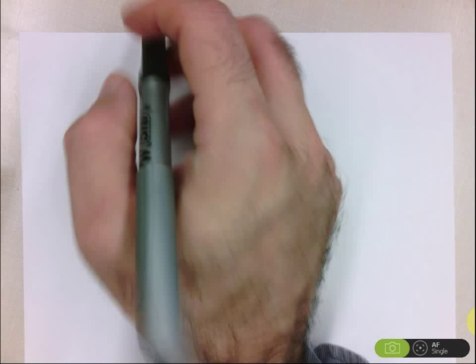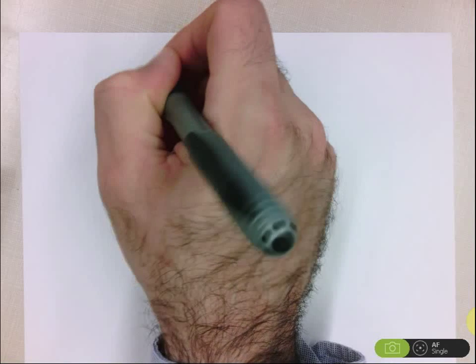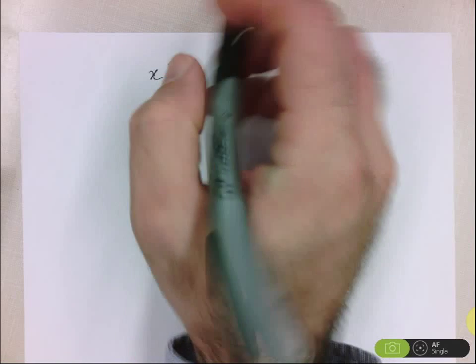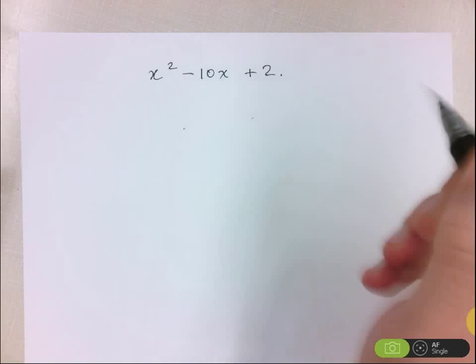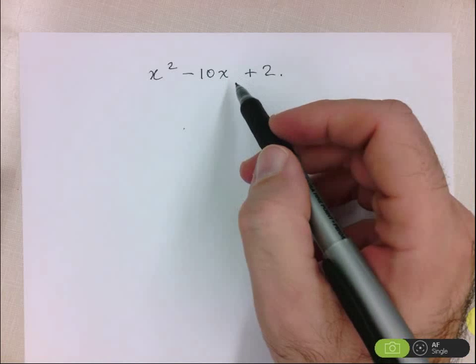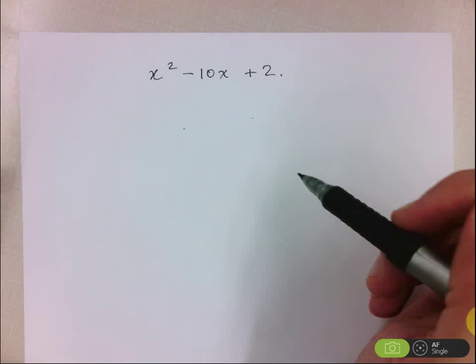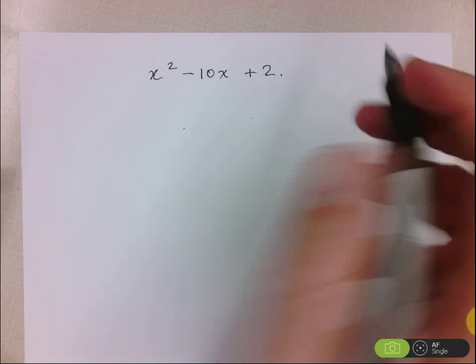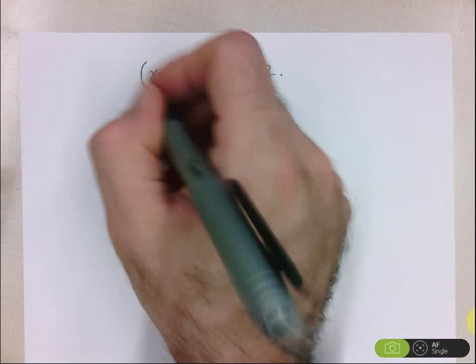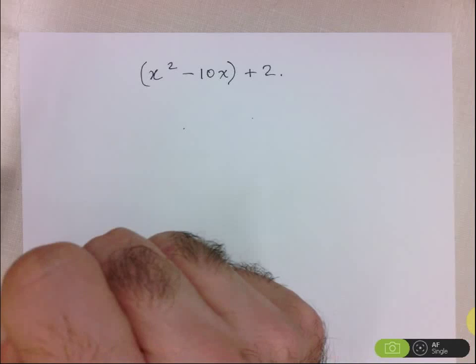Hi folks, we're going to take a look at a couple of examples of completing the square. So the first example I'll do is with a equal to 1, so I'll take x squared minus 10x plus 2, and my goal here is to take this expression in standard form and change it into an expression in vertex form. Okay, so step 1, as we saw, is to group together the first two terms.